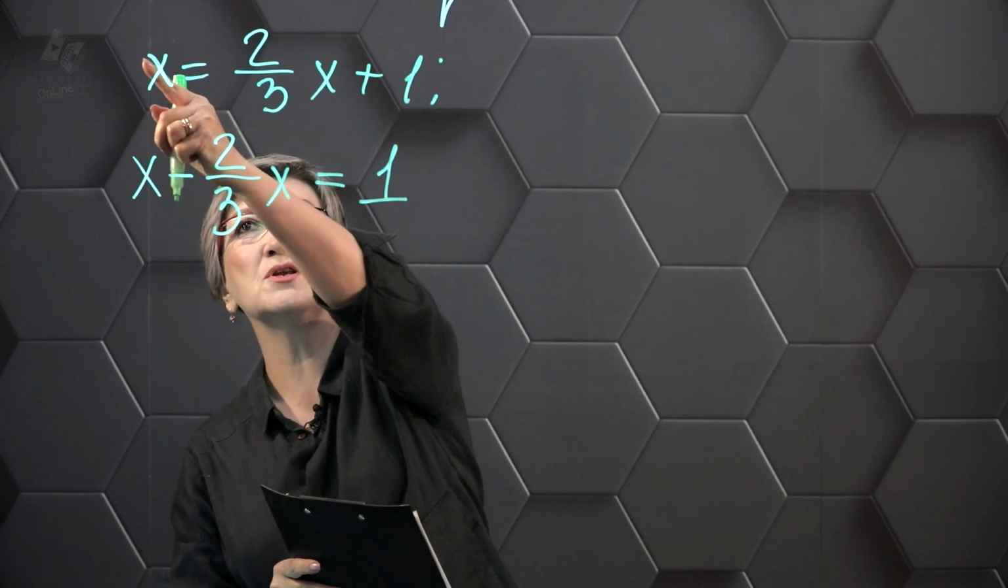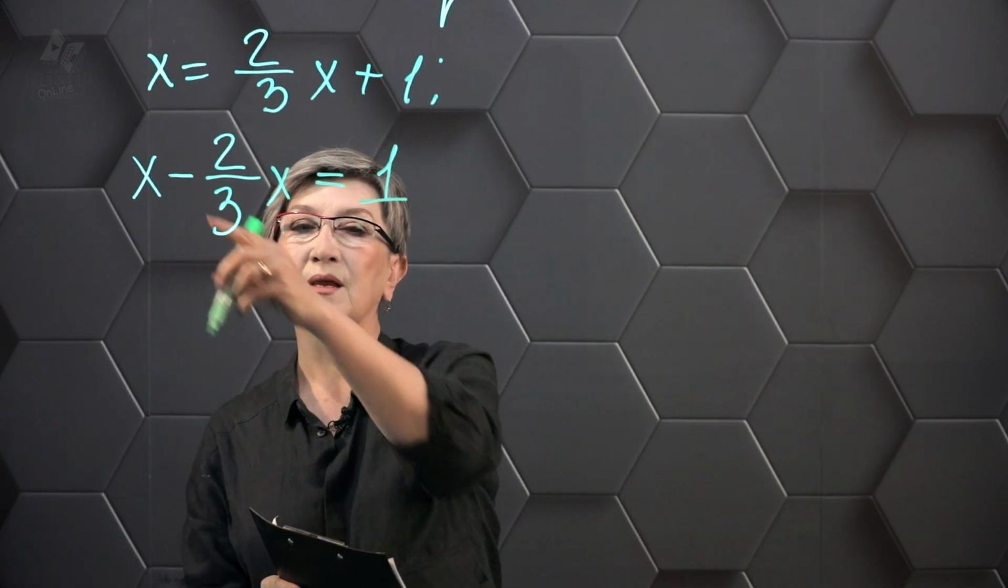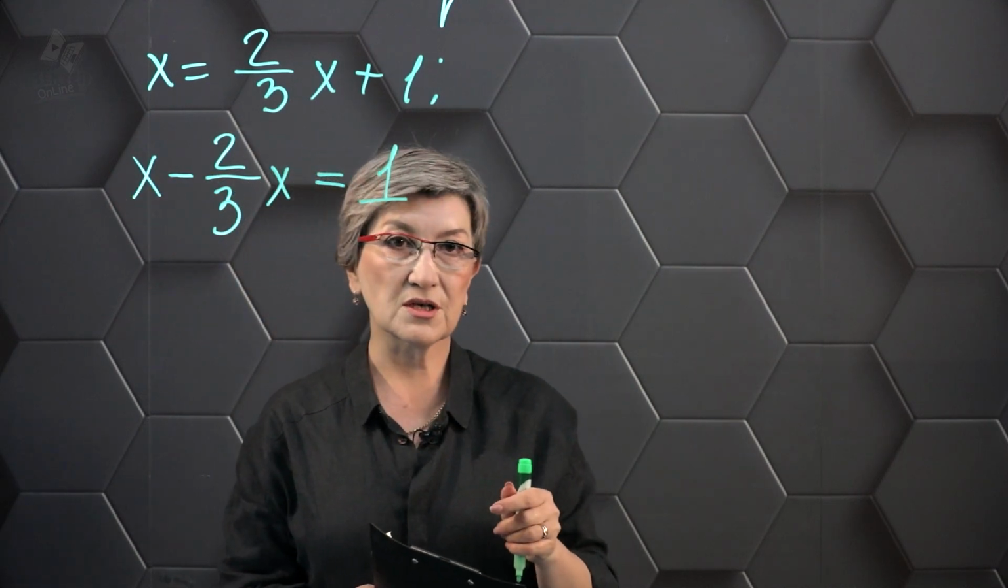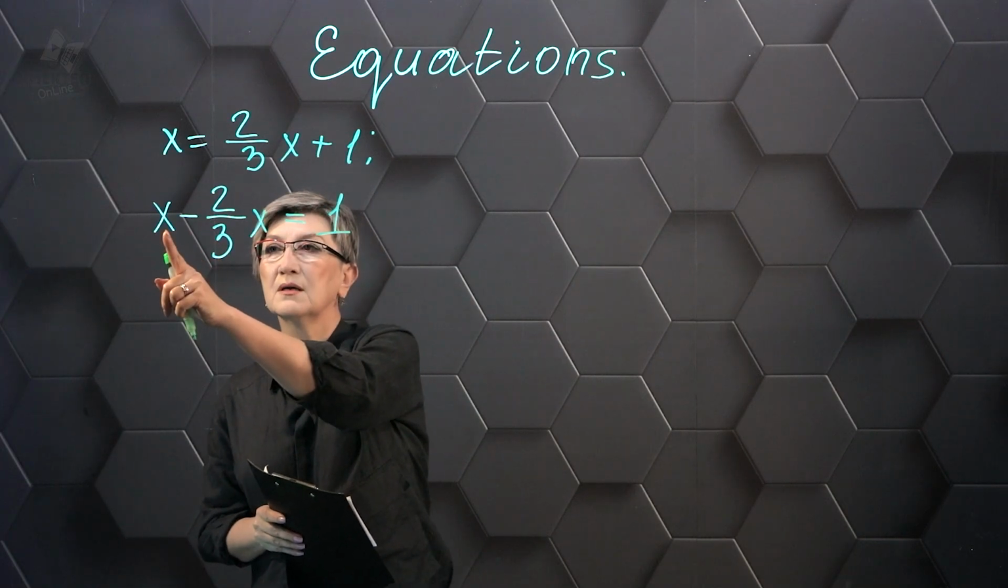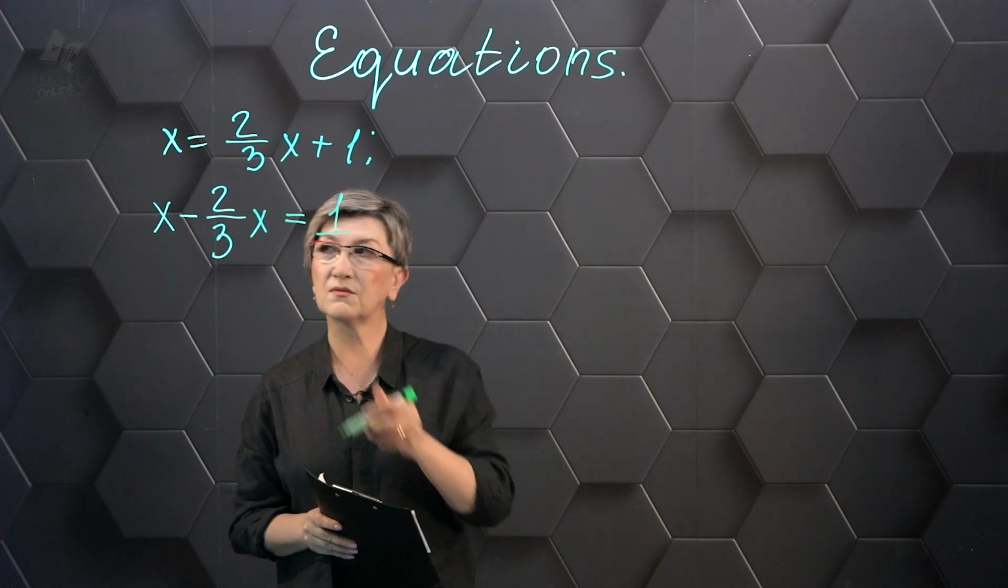And then we will move the unit to the left side. We can do these conversions as well. But it's common in math to put all the variables on the left side. And now, x minus 2/3 of x, let's do this action.